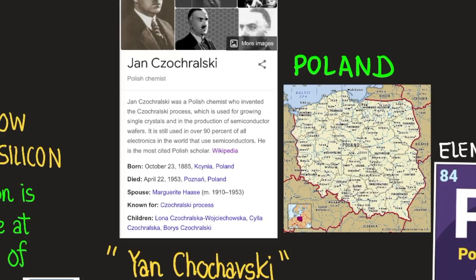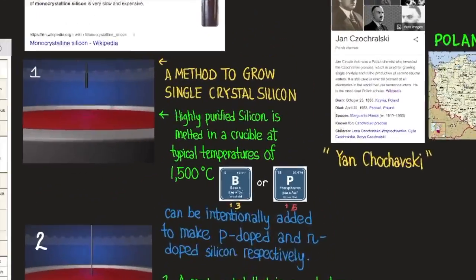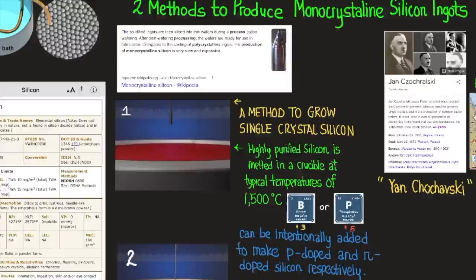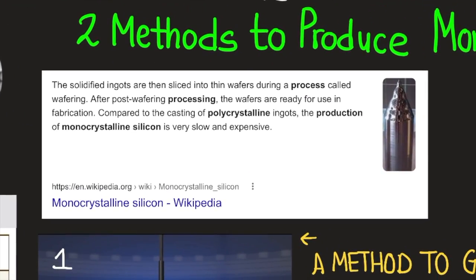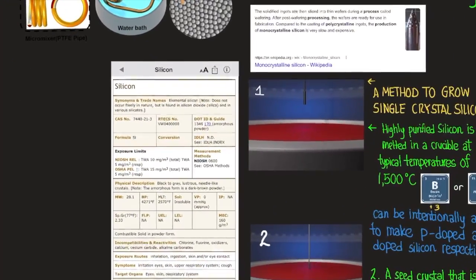So let's continue. So Jan Czochralski, I'm going to try to say his name correctly. So this method was produced. So the solidified ingots are then sliced into thin wafers during a process called wafering. After post-wafering processing, the wafers are ready for use in fabrication. Compared to the casting of polycrystalline ingots, the production of monocrystalline ingots is very slow and expensive. So let's see just how slow and expensive it is.